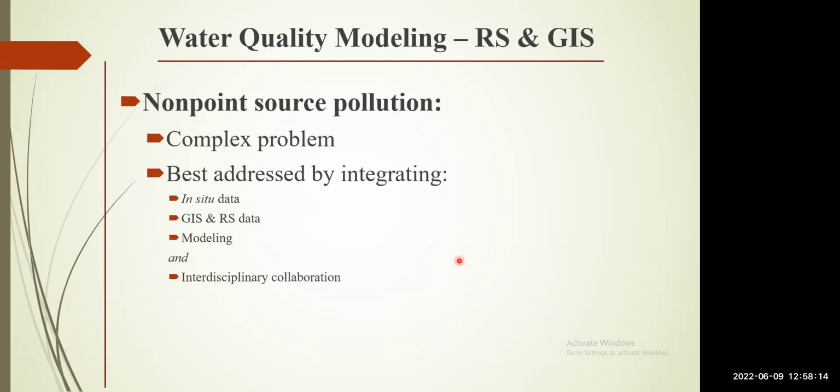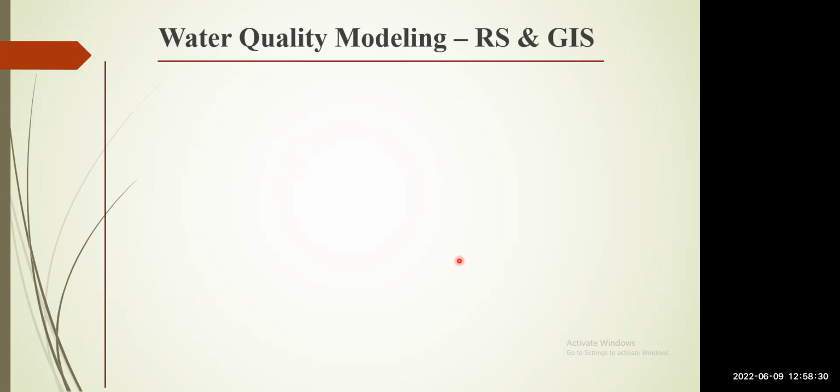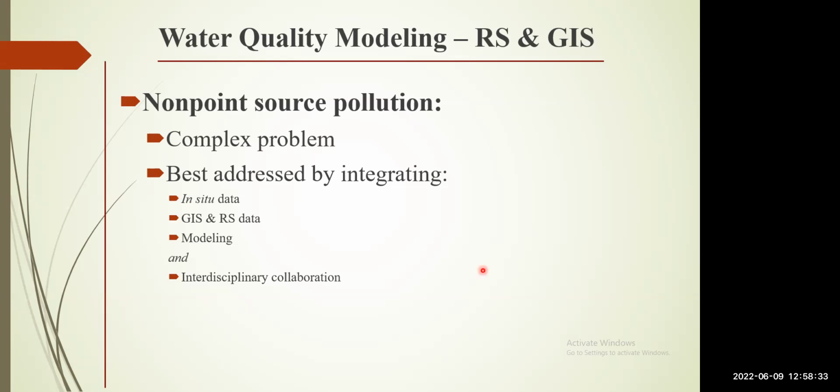Now coming to non-point source pollution, it's a complex problem, like we discussed already, but it is best addressed by integrating in situ data, GIS and remote sensing, then modeling and interdisciplinary collaboration. So the issues we discussed during the last two or three slides can be addressed by in situ data, GIS and remote sensing data, and then we can model it. Interdisciplinary collaboration, with resource persons from industrial and residential areas and other experts, can help differentiate and see the source of input from that specific location.